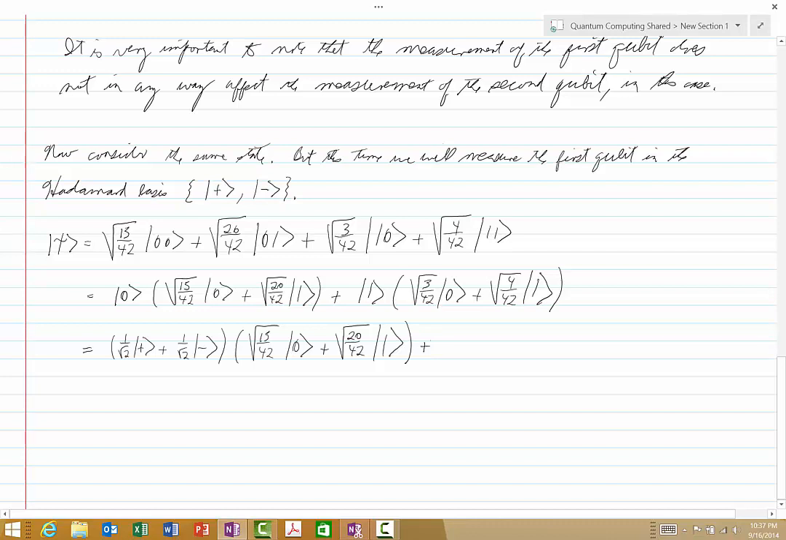And then, just as we changed 0, converted it to the Hadamard basis, so will we now convert 1, express it in terms of the Hadamard basis. So we will get 1 over square root of 2 plus minus 1 over square root of 2 minus, and then square root of 3 over 42, 0 plus square root of 4 over 42, 1.